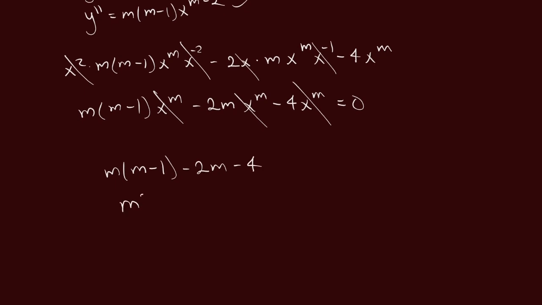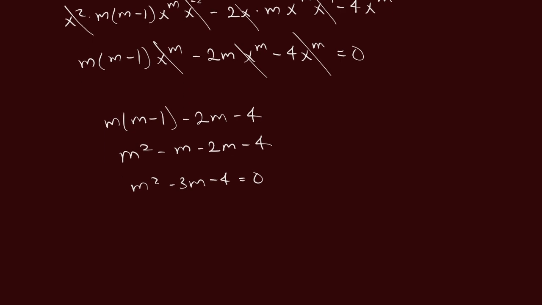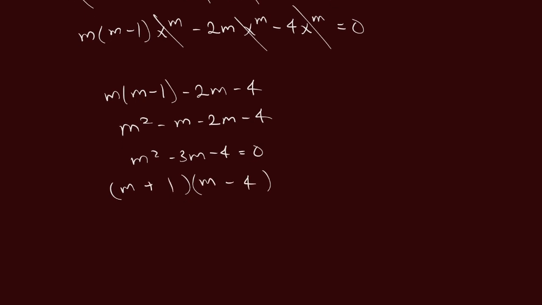So this is just m squared minus m minus 2m minus 4. So that's just m squared minus 3m minus 4 equals 0. So factor all of this out. This will be plus 1, this will be minus 4. So m1 will be minus 1, and m2 will be 4.